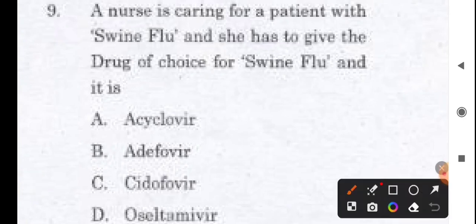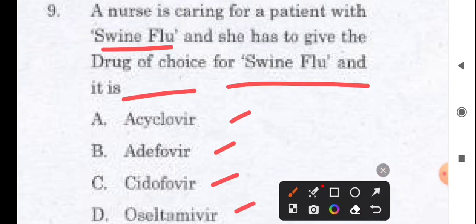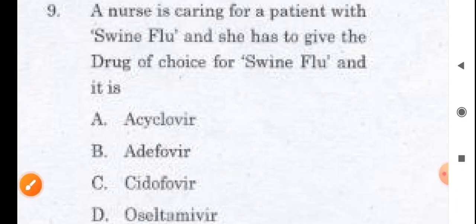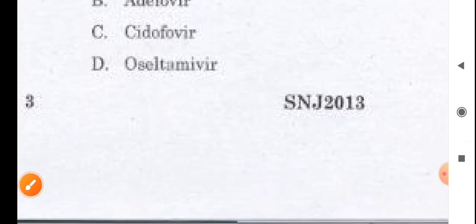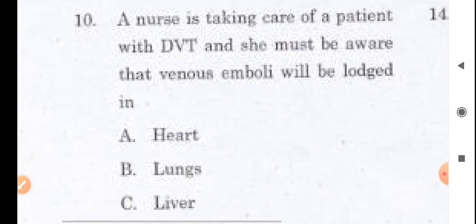A nurse is caring for a patient with swine flu and she has to give the drug of choice for swine flu. Options: acyclovir, adefovir, cidofovir, oseltamivir. So, drug of choice for swine flu. Okay, so move on to the next question.